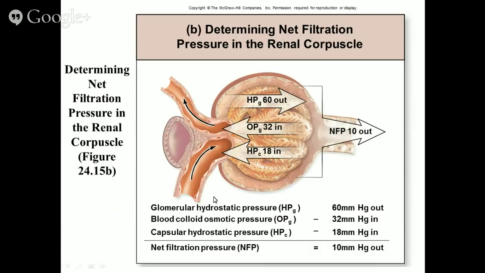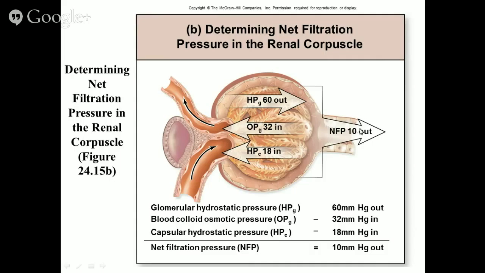And then this capsular hydrostatic pressure is created because the water is moving due to osmosis. Anytime you have water moving, it creates pressure because it's got movement. You have water moving, you got movement, now you got pressure. Plain and simple. Well, the amount of pressure forcing things out is higher than the combined forces pushing things in. And so we wind up having a net filtration pressure of 10, which is ultimately going to help push that filtrate into the proximal convoluted tubule.